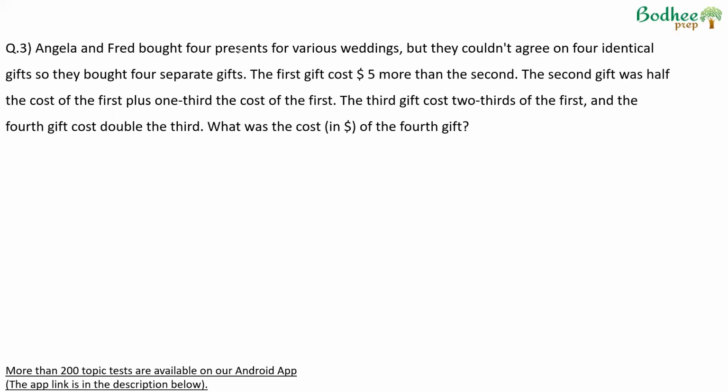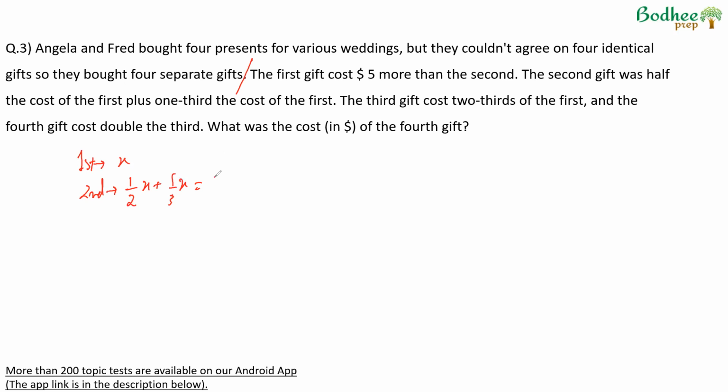Angela and Fred bought 4 presents for various weddings, but they couldn't agree on 4 identical gifts, so they bought 4 separate gifts. The first gift cost $5 more than the second. The second gift was half the cost of the first plus one third the cost of the first. So if the first one cost X, the second one cost half of X plus one third of X.